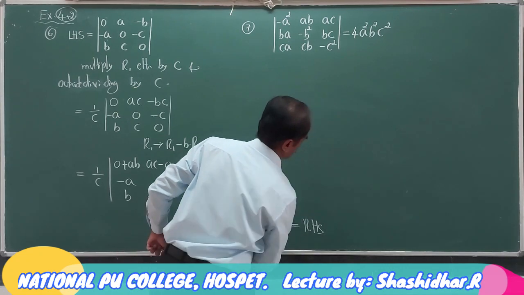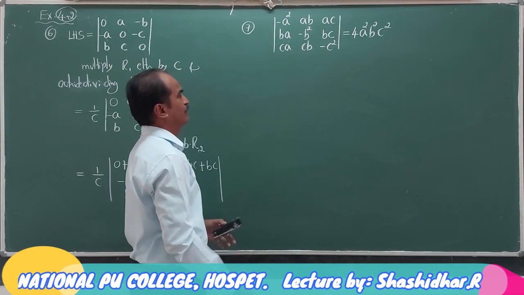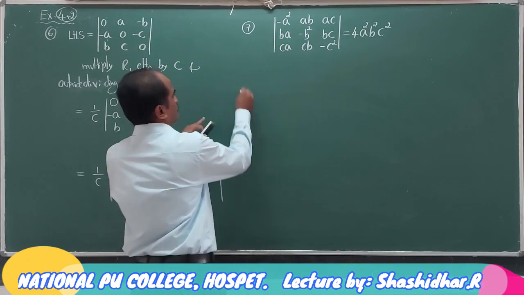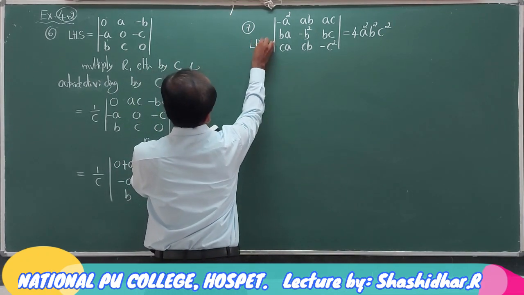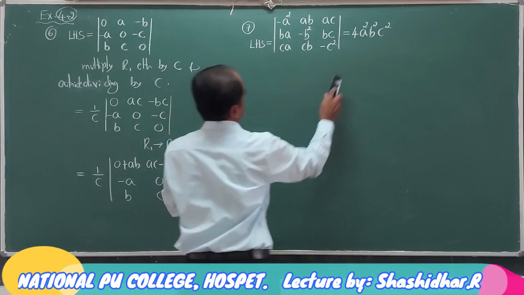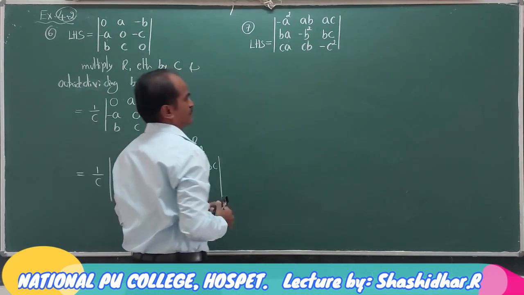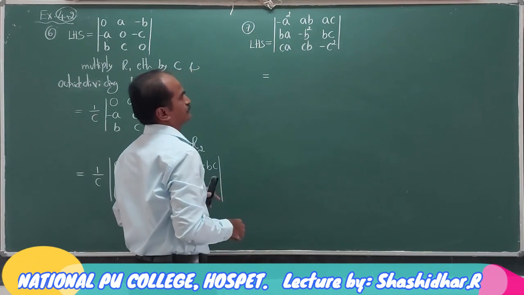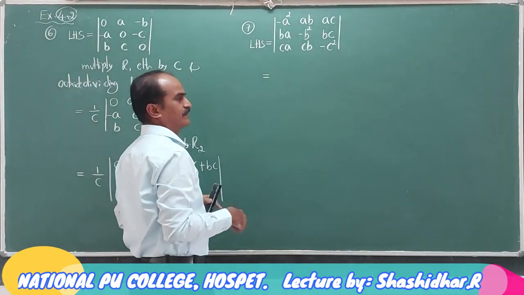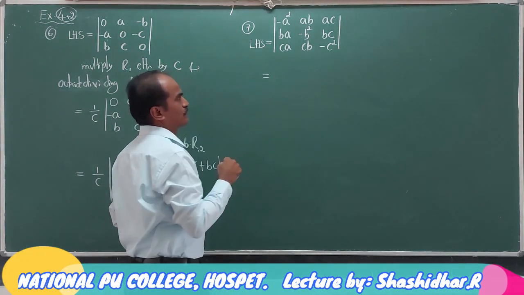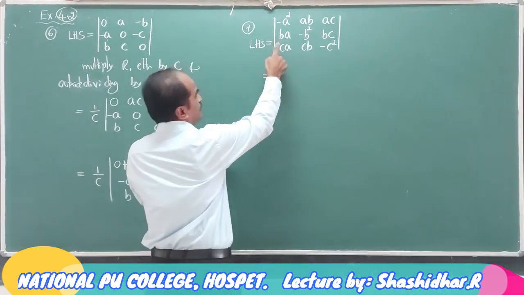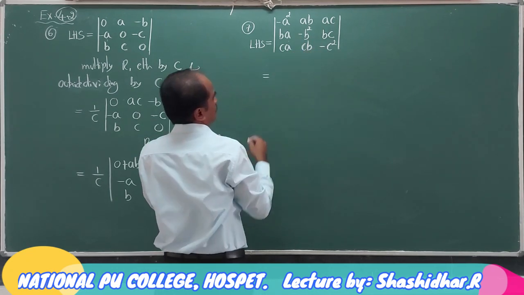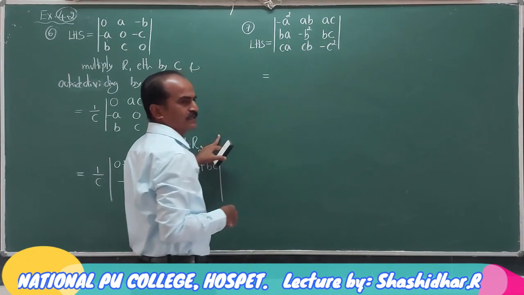Here it is required to show that the value of determinant is 4 times of a square, b square, c square. So this is the LHS. Observe the first row, they are all multiples of A. Observe the second row, they are multiples of B, B times of minus B, B times of C. Third row, they are multiples of C.